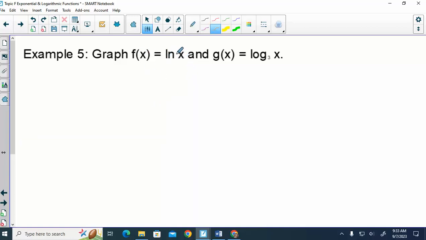Can I change one of these? Do you care? I'm going to make this one not the natural log because the points aren't very nice, and I think it's easier to see if we look at a different one. So let's say I said log base 1/2 of x.